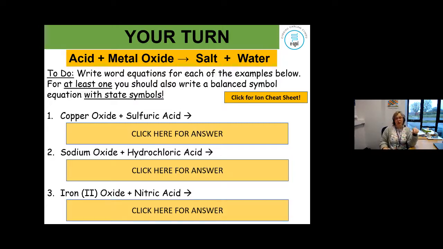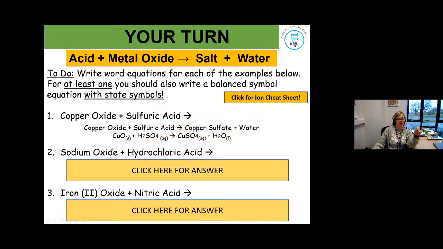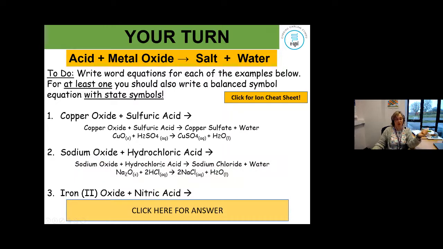Okay, so copper oxide is a black solid, but when you add it to sulfuric acid, it makes copper sulfate, which is that bright blue solution you might be familiar with. Okay, sodium oxide, same sense. You're looking for the metal, you're adding the correct ending, which in this case would be chloride. Okay, so it makes sodium chloride.